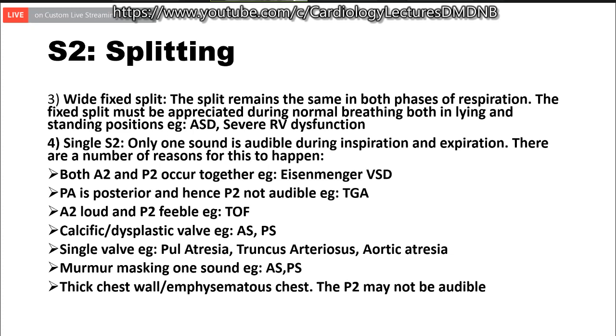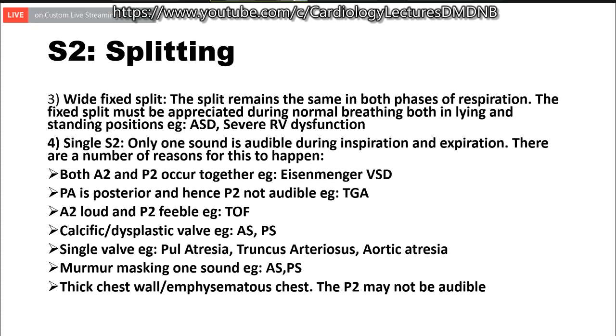In a patient with ASD, there is an increase in the venous return during inspiration onto the right side. But then when there is an increased venous return onto the right side, the venous return is shared between the left and the right, and the shunt from left to right comes down, resulting in sharing of the increased venous return between the right ventricle and the left ventricle. Hence, the relationship of the A2 and P2 does not change.